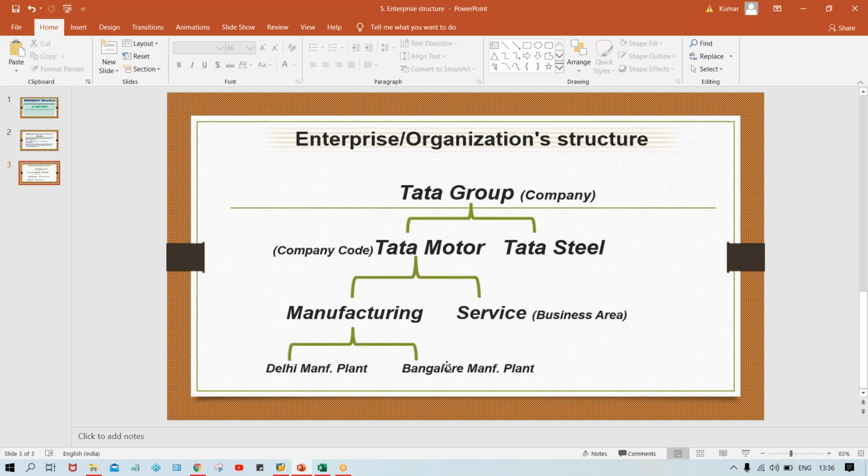Because if you have to post the transactions, before posting the transactions, let's suppose, what for this configuration is going to happen, guys? What for this entire implementation is going to happen? That is going to happen for Tata Motor employees, right?